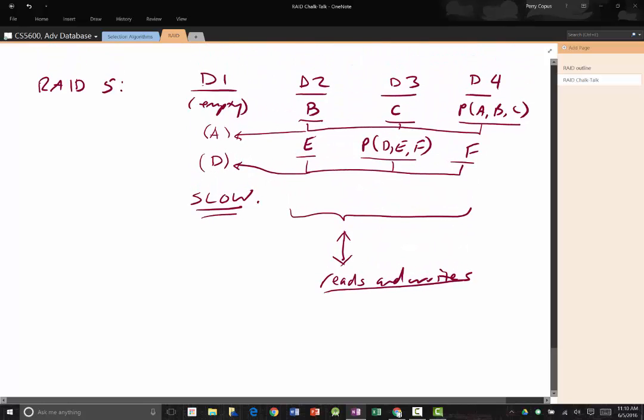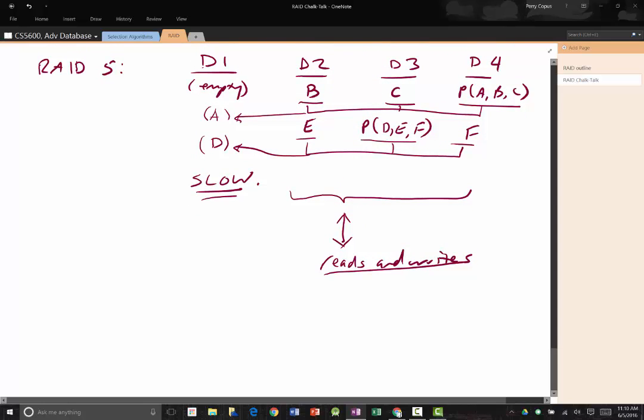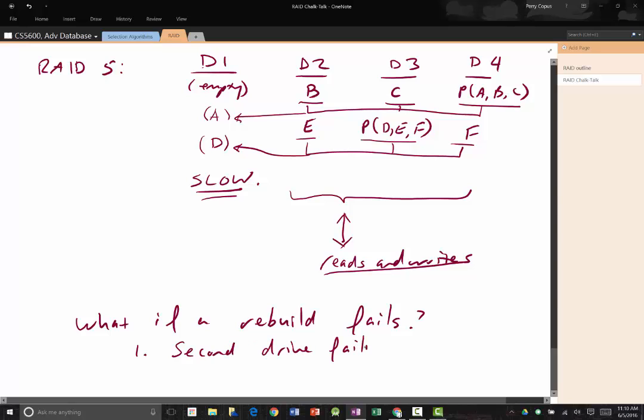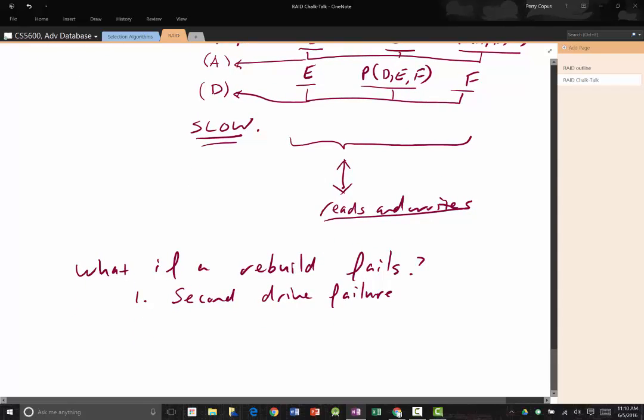But let's understand the challenge here. We could, during a rebuild, what if a rebuild fails? And how can it fail? One is we could have another drive fail. So the first possibility is a second drive failure, okay? And by that we mean a total failure. The second thing that could happen is what we call the unrecoverable read error, or URE.